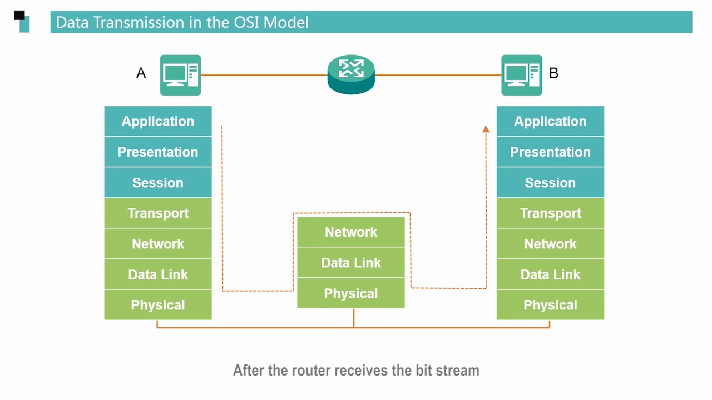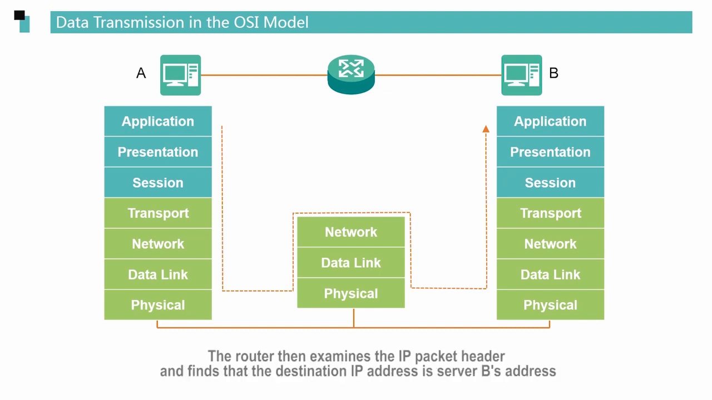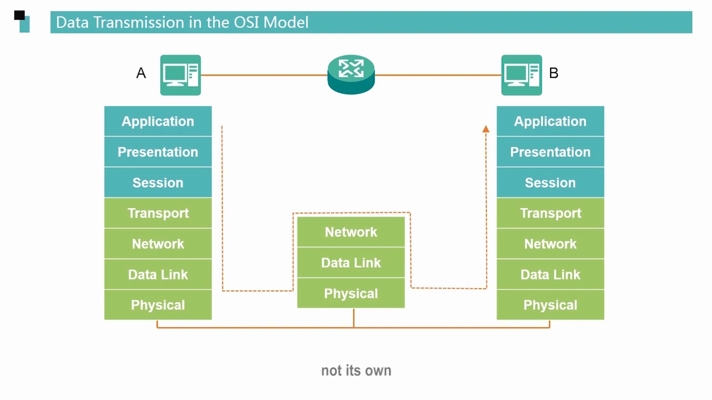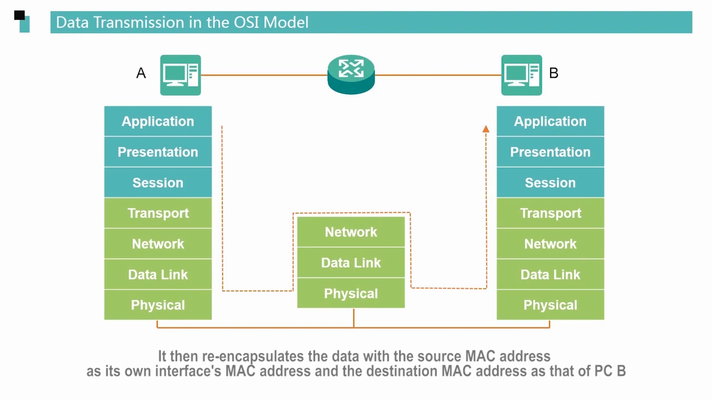After the router receives the bit stream, it begins the process of decapsulation. The router first examines the outermost header, which is the data link layer header, and finds that the destination MAC address is its own. Therefore, the router removes the data link layer header. The router then examines the IP packet header and finds that the destination IP address is server B's address, not its own. It then re-encapsulates the data with the source MAC address as its own interface's MAC address and the destination MAC address as that of PCB.